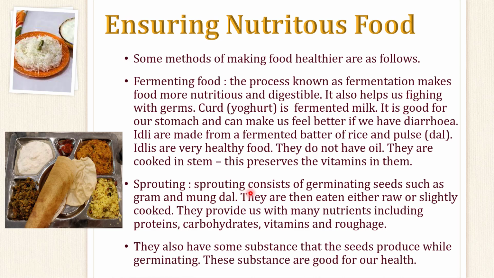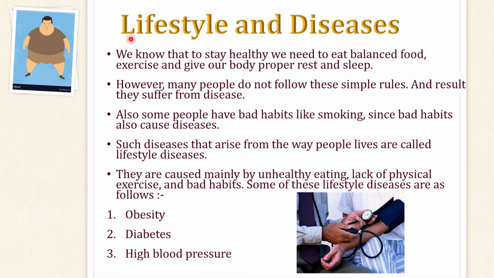Sprouting consists of germinating seeds such as gram and moong dal. They are then eaten either raw or slightly cooked. They provide us with many nutrients including protein, carbohydrate, vitamins and roughage. They also have some substances that the seeds produce while germinating. These substances are good for our health.